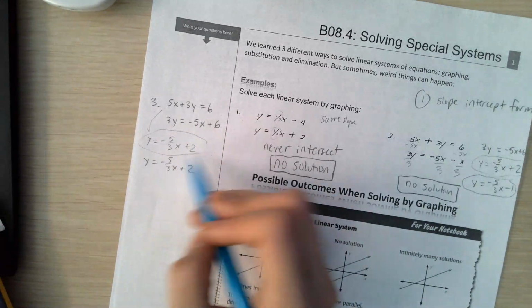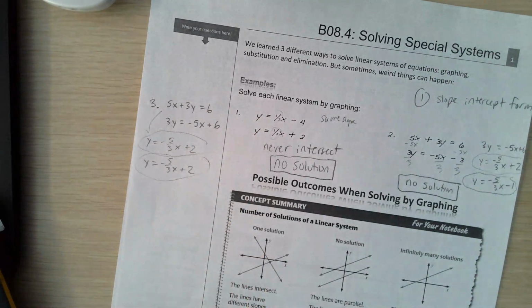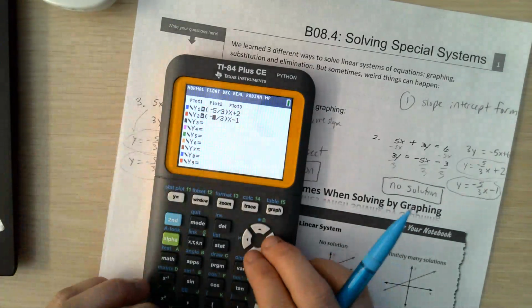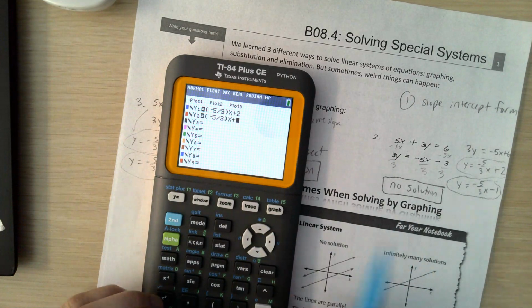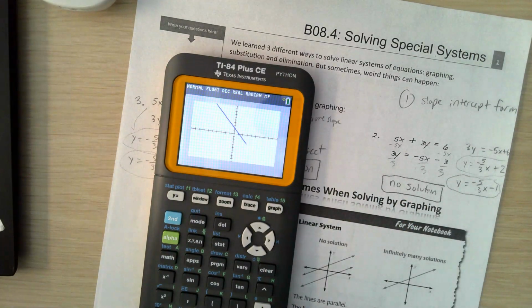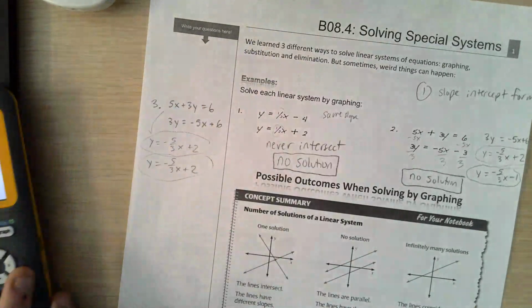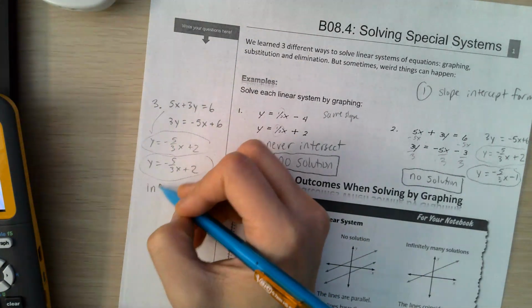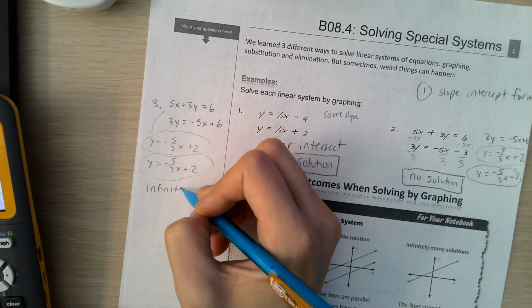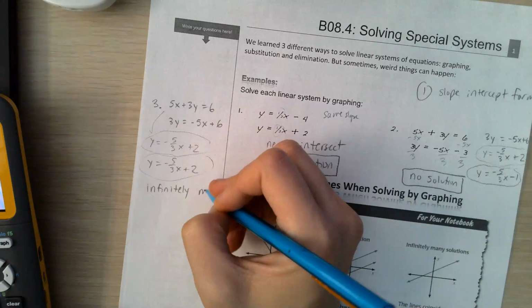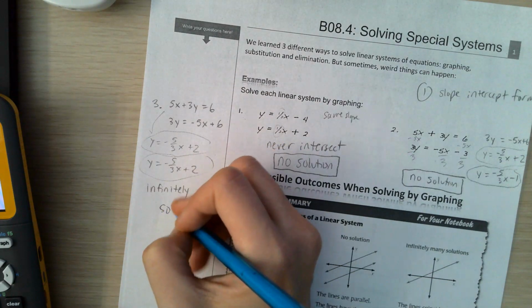So they're the same. When they're the same, if you graph it, it's almost redundant, right? You graph it, and it's going to be the same line. So you have the blue line, and then the red line goes right on top. When it's the same line, this is infinitely many solutions.